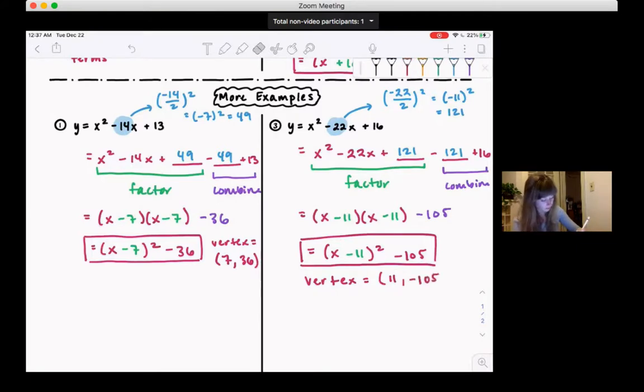Oh, I made a mistake over here. This should be minus 36. Don't flip the sign for the y. Minus 36 stays minus 36. Okay. So that is how you convert to vertex form.